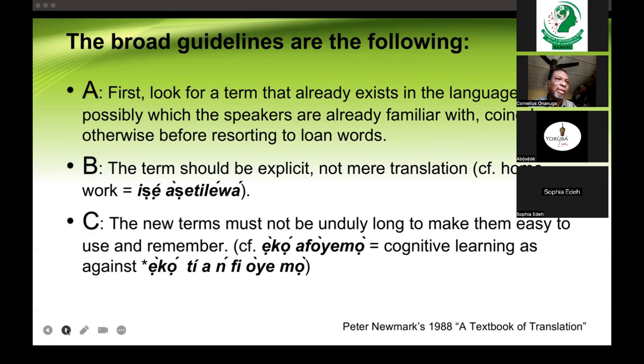Then, when we are coining new words, the coinages must be terms that will be explicit, not mere translation. Neologism is a little different from translation, because when you translate, sometimes you run the risk of doing some literal translation, which may not convey the true meaning of what you are translating. So I have given an example here in the Yoruba metalanguage, which we currently use. Homework is rendered as Ise Asetilewa, a work that must be done from home, not literally translating homework, which will probably look like Ile Ise, which is not what we have in mind.